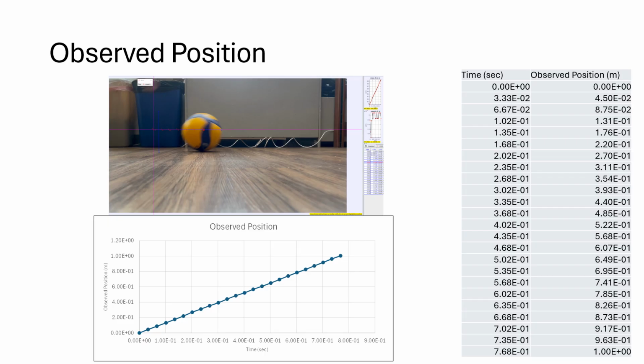The observed position is using Tracker, you plot every point, the center of mass over each frame in time. It will plot your position versus time graph, and that's what Tracker did.